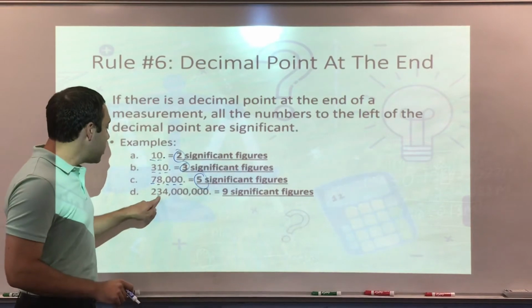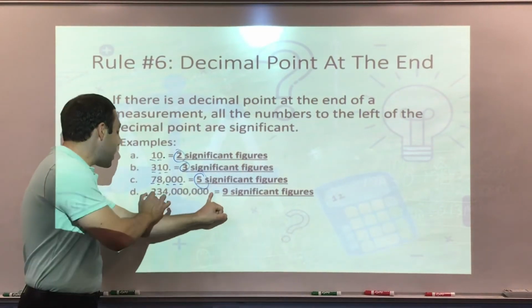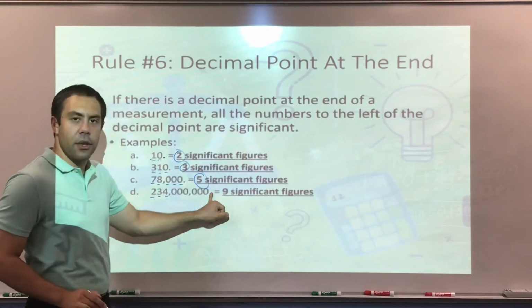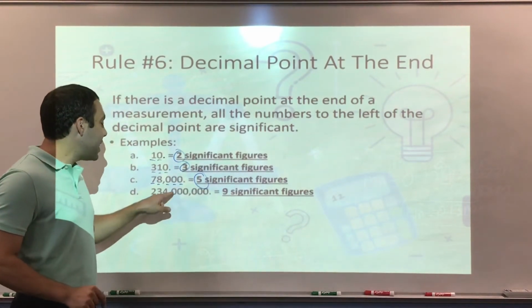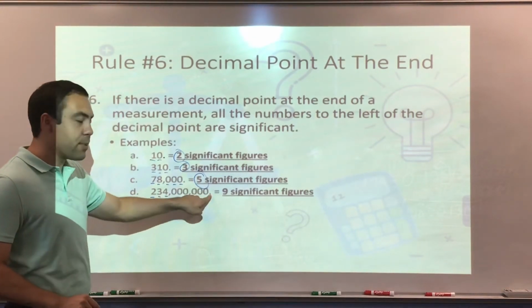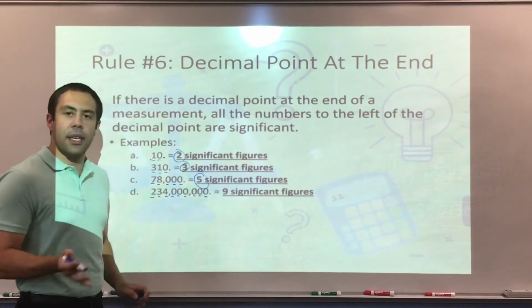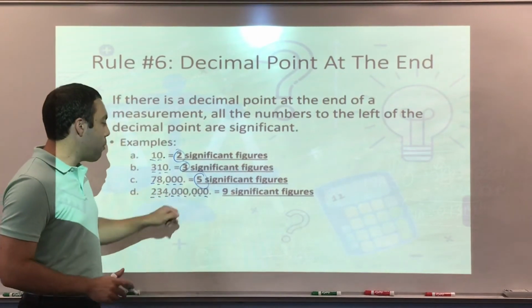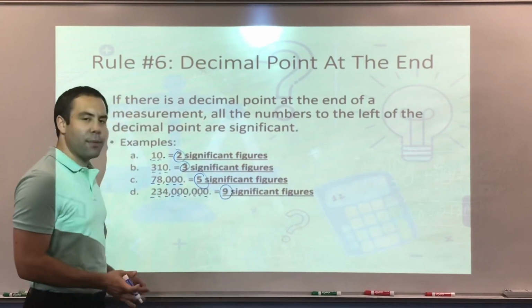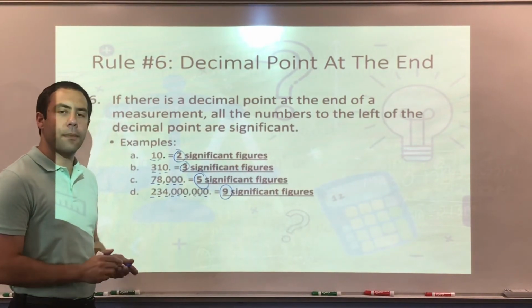And finally, 234 million with a decimal point at the end. Remember, no decimal point, 1, 2, 3 significant figures. But if we have exactly 234 million of something, you put the decimal point at the end, and that makes all of the zeros significant. So 234 million with the decimal point at the end has 9 significant figures.